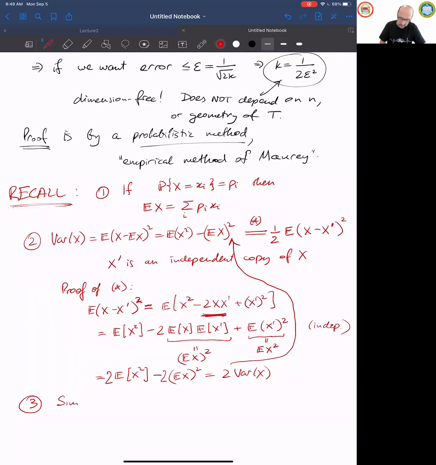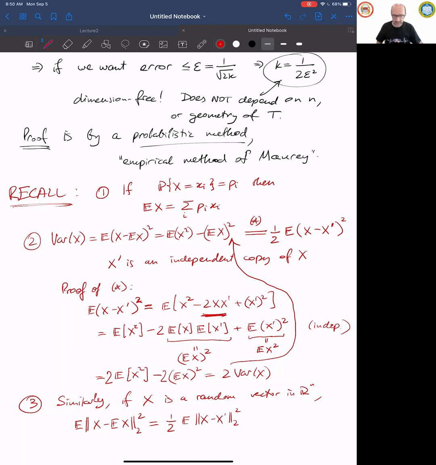So similarly, if x is now not a random variable but a random vector in Rn, the same idea of variance holds. That is a kind of proxy for variance. You take x, you take the expectation of the norm, the usual distance in Rn. That would be 1/2 the expected value of the squared norm of x minus x prime, where x prime is an independent copy. This is part of homework 1, to extend the identity that we just proved to random vectors.